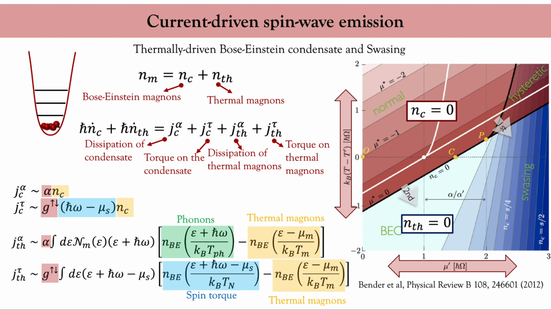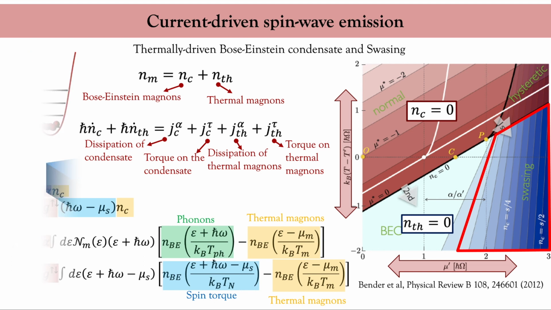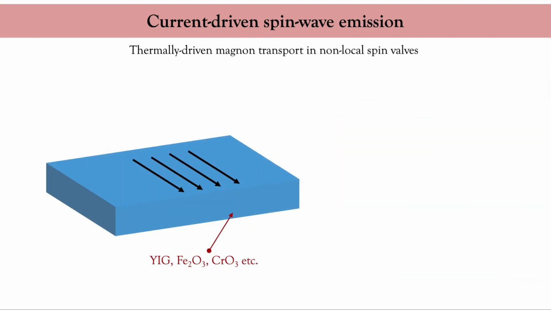Finally, by increasing the spin accumulation beyond the critical threshold, the system enters nonlinear coherent magnon emission, called the swaser effect. Swasing is equivalent to lasing. It is the spin wave amplification by the stimulated emission of radiation that was proposed by Berger in 1996. To the best of my knowledge, thermally induced Bose-Einstein condensation of magnons has not been observed yet.